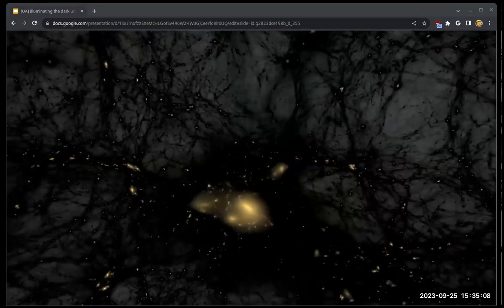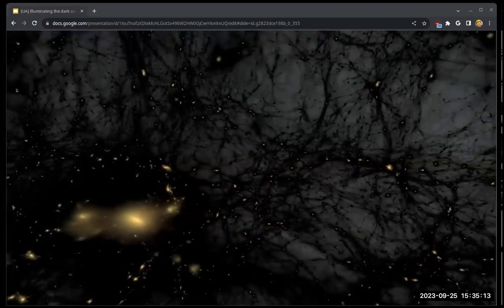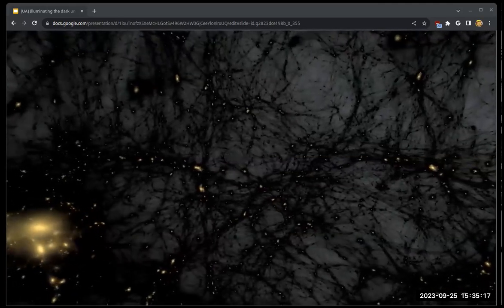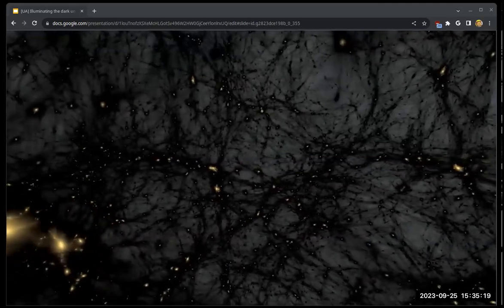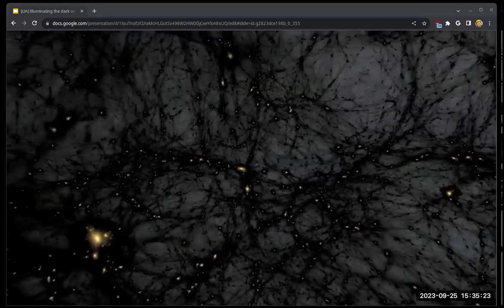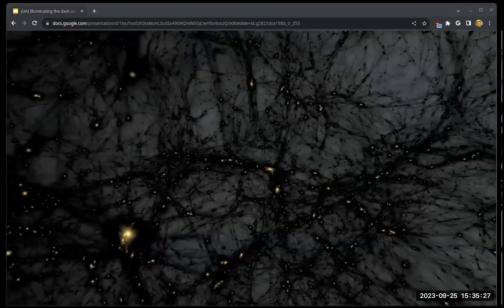You can see these high density regions being formed, and they merge with each other. We believe galaxies form within these high density regions of dark matter. As the universe continues to expand, you can see more and more contrast, and you can see the fundamental structure of the dark matter. This is what we believe the universe should look like if dark matter were visible.